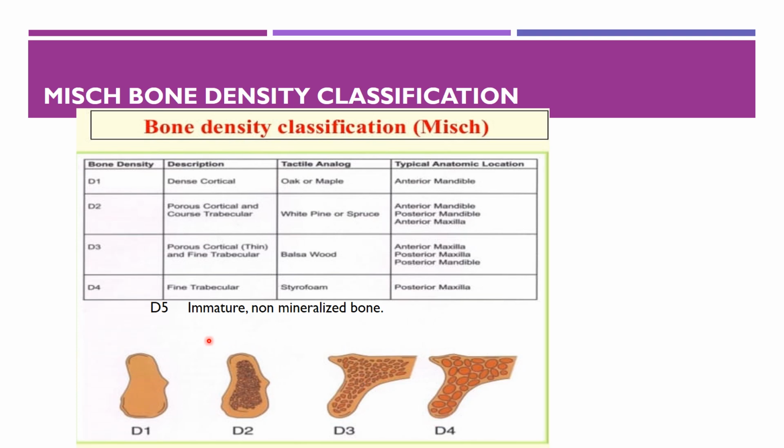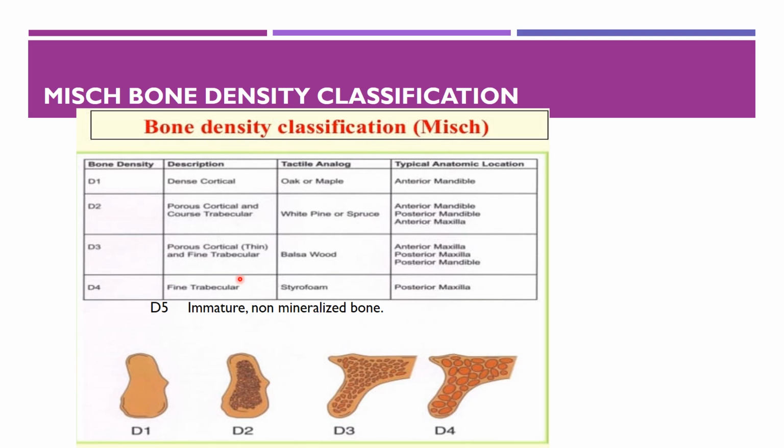One more quality, D5, is for immature and non-mineralized bone. You can see that areas of the jaw exhibiting thin layers of cortical bone and larger cancellous space, such as the posterior maxilla especially, have lower success rates than areas of dense bone.